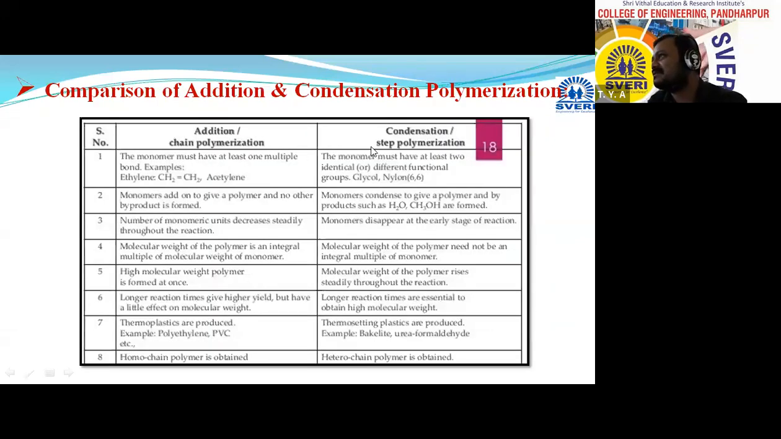Then a few points of comparison I have added in this slide. Some points may be repeated. Just go through it. The monomer must have at least one multiple bond. For initiating addition polymerization, there must be a double bond. By breaking that double bond, we start the addition polymerization. In the case of condensation, that condition is not necessary. This point is repeated: in this case no byproduct is formed, while in the other, some byproducts will be formed.